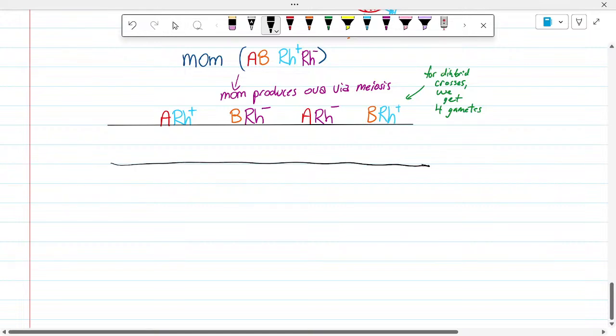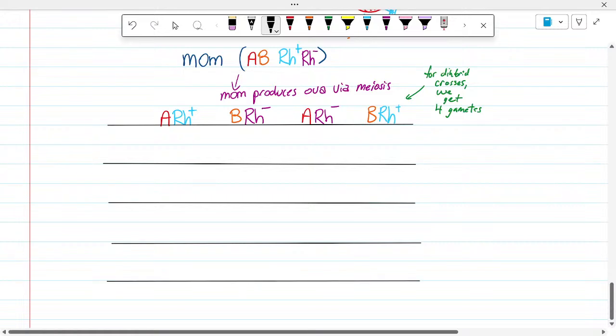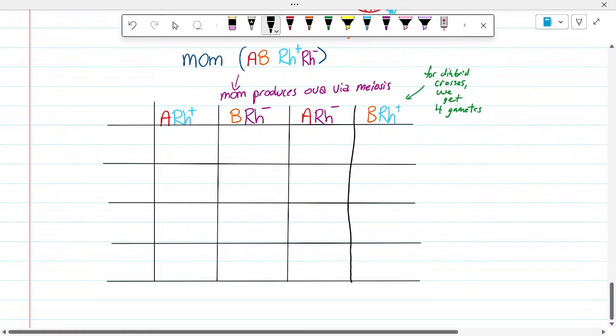We're going to say, okay, 1. That was terrible. Oh my gosh. 1. 2. 3. And 4. Okay, there we are. That's my almost perfect square.